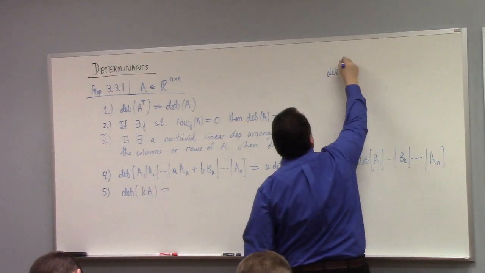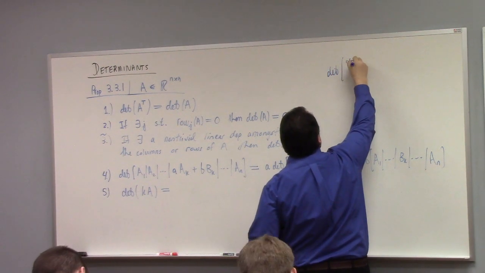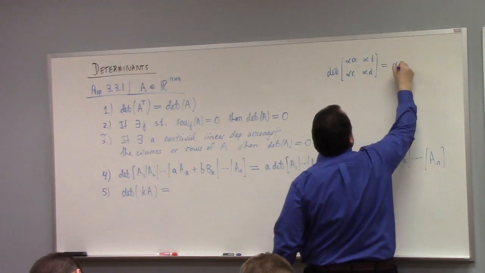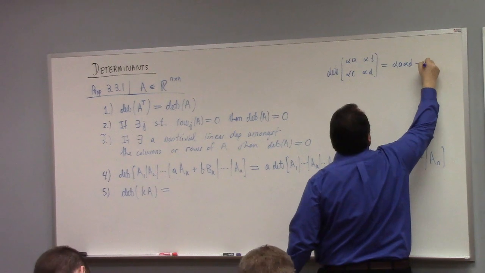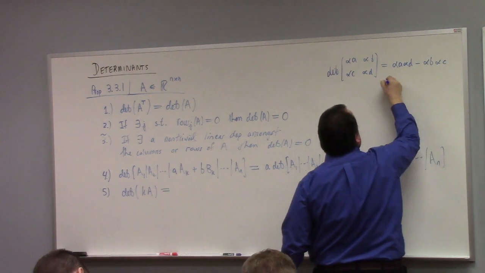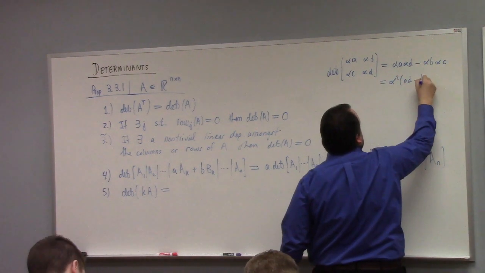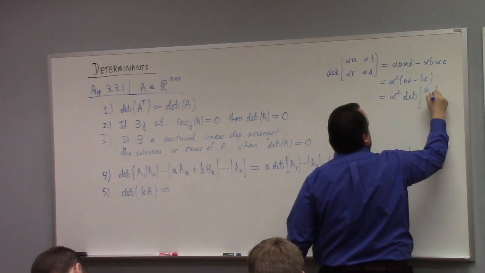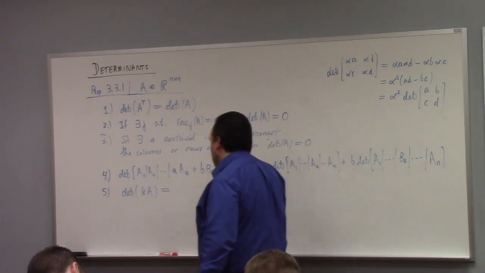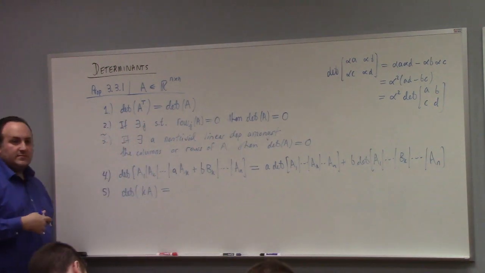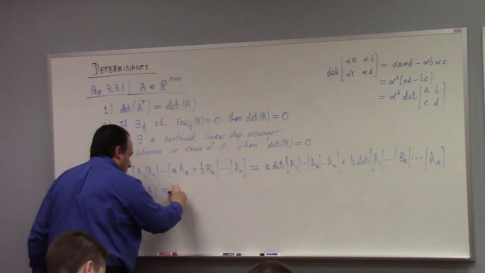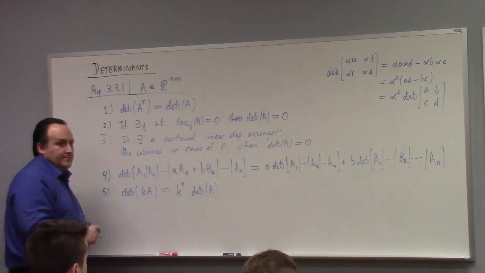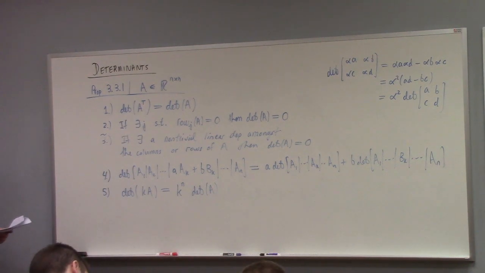How about this? If I have the determinant of alpha A, alpha B, alpha C, alpha D, what happens? Alpha A, alpha D, minus alpha B, alpha C. We get alpha squared (AD minus BC), which is alpha squared times the determinant of A, B, C, D. So you see, if you pull a scalar out of a determinant, you don't pull it out once, you pull it out n-fold times. So that's how that goes.